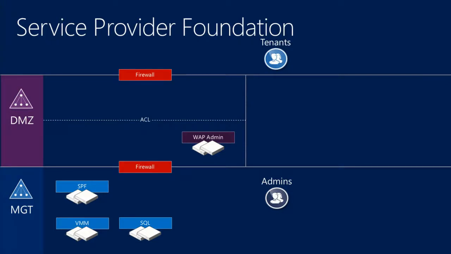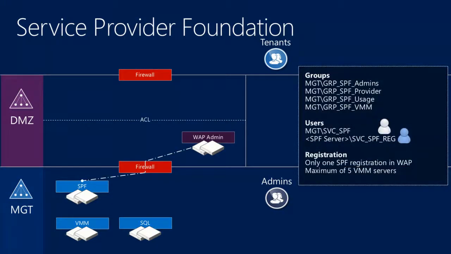So looking at SPF, it is the layer between Windows Azure Pack and VMM, and it will add multi-tenancy and expose VMM functionality through a RESTful OData API. It's a web service. So what you need to have, first of all, you have to create 4 groups in AD. And this is the AD in the management domain.